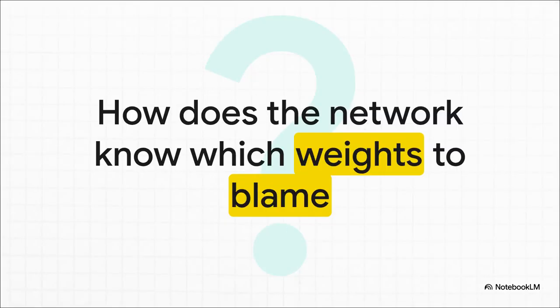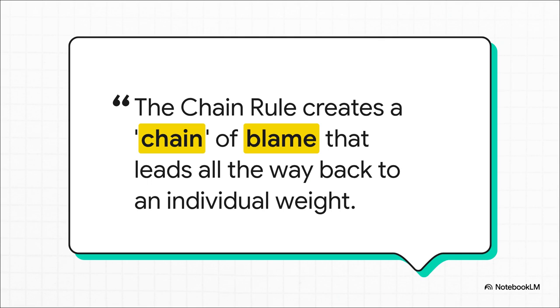Okay, so this raises a huge question, right? Gradient descent tells us which way is downhill for the whole network. But in a system with maybe millions of these little weights, how on earth does it know which specific one to tweak? How does it figure out who to blame for the mistake? And the answer, once again, comes from some calculus that looks pretty intimidating. This is called the chain rule.